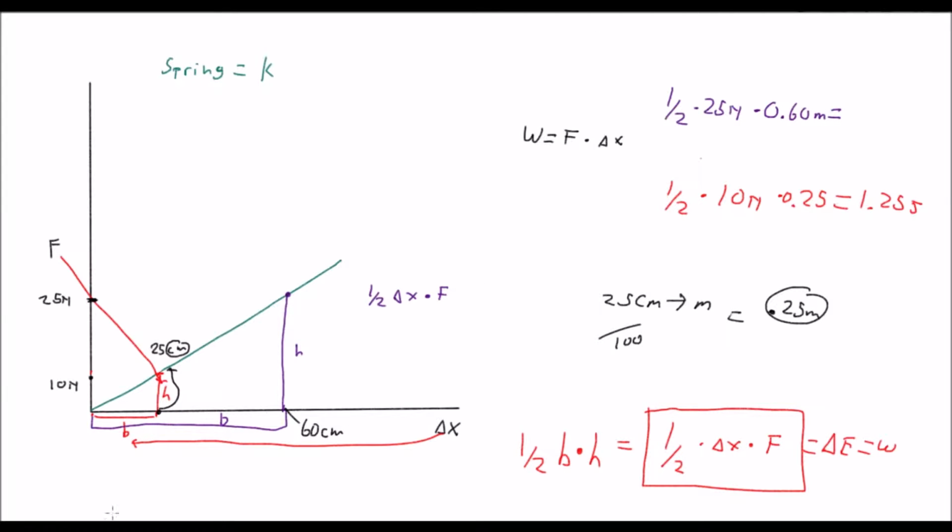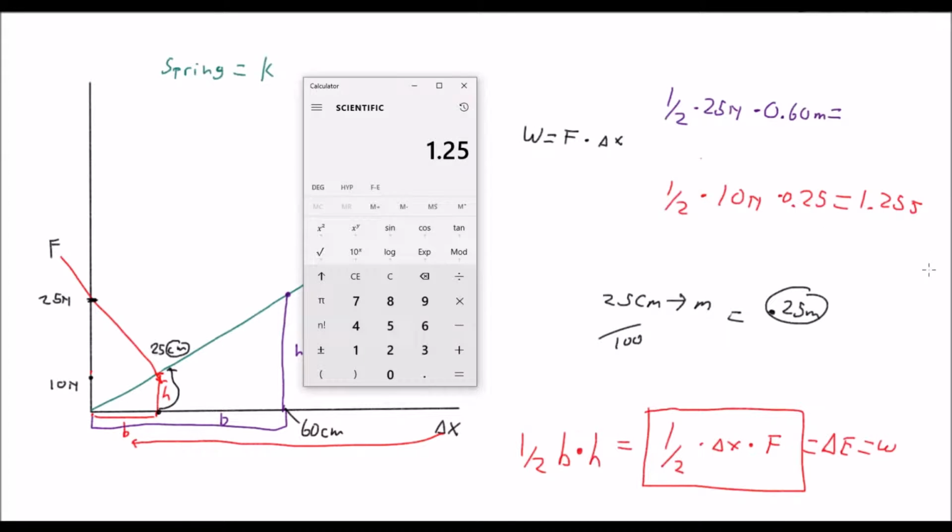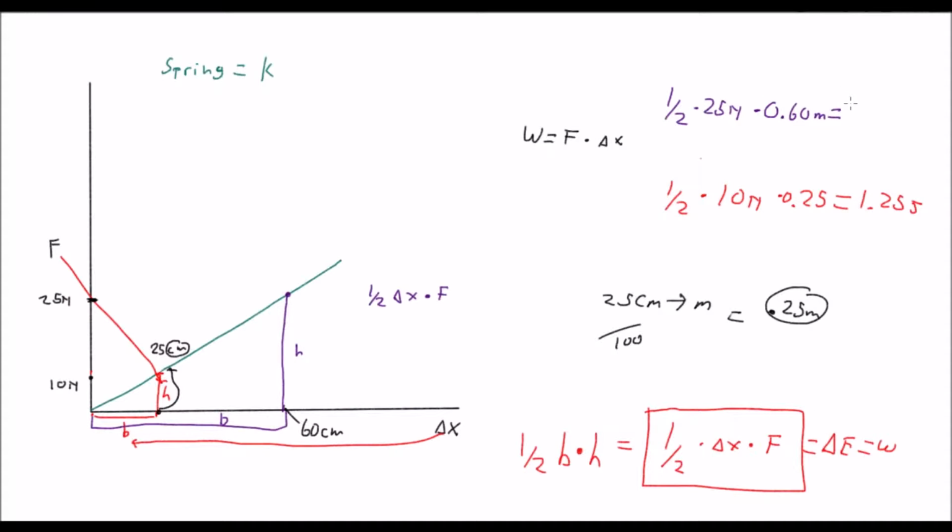Bring up the calculator again. Clear that out. Oops. Read that wrong. Should be multiplied. My mistake. We end up with 7.5. So we have our energy at this point. We have our energy at this point.